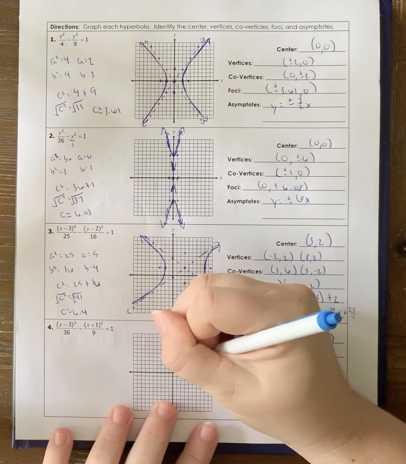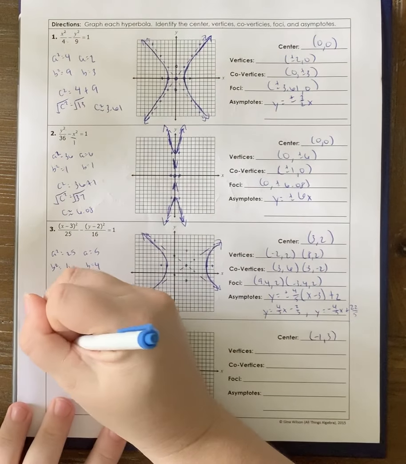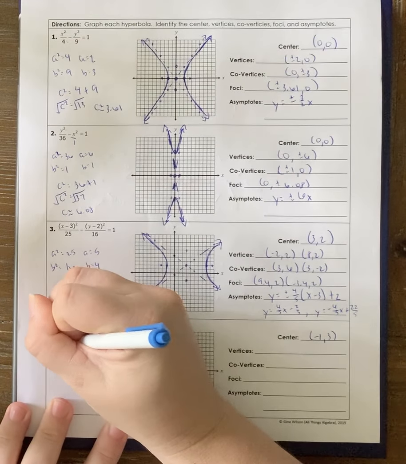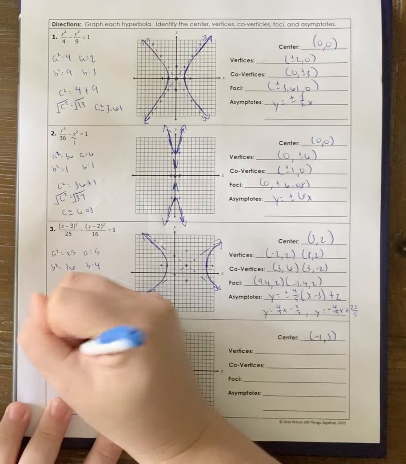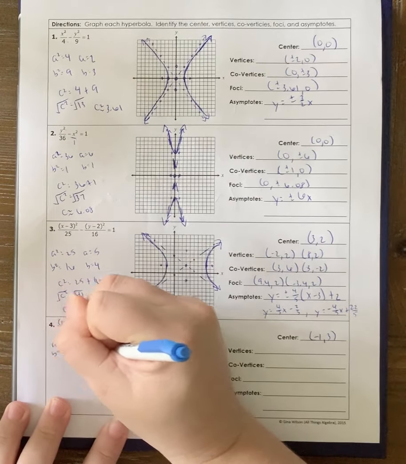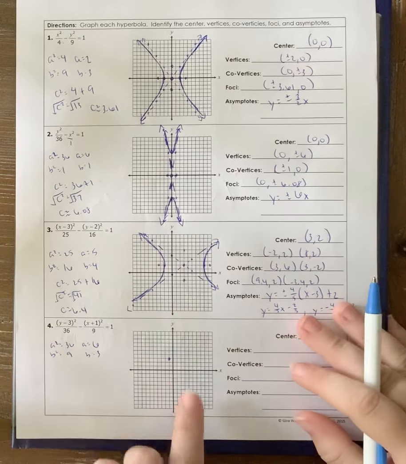So negative 1, 1, 2, 3 right here. Okay, our a squared is 36, which means that our a is going to be 6. Our b squared is 9, so our b is going to be 3. Okay, it is going to be vertical because the y comes first.